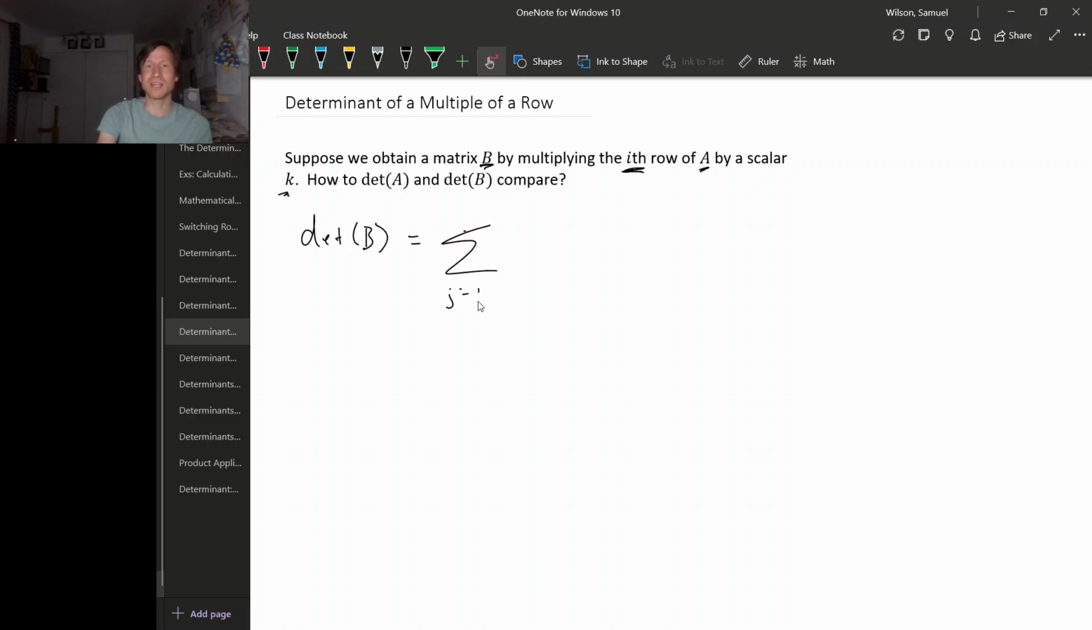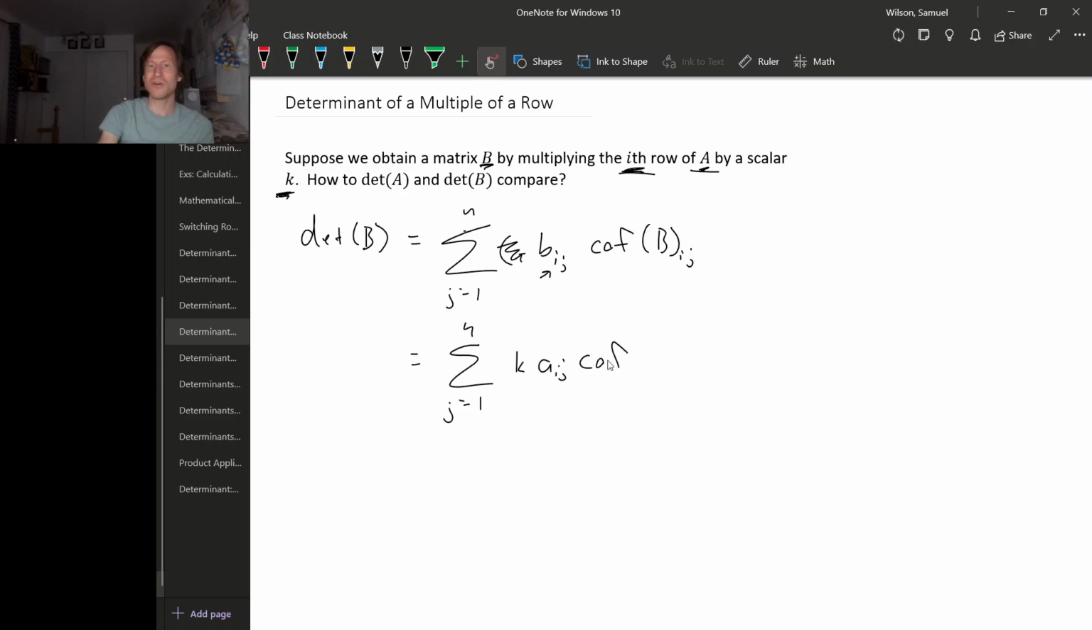We get the sum from j equals 1 to n of b_ij times the cofactor of B when we've deleted row i and column j. Okay, but how do these things compare to A? Well, b_ij is in the ith row of B, but the ith row of B is the same as the ith row of A, it's just been multiplied by k. So b_ij is actually k times a_ij.